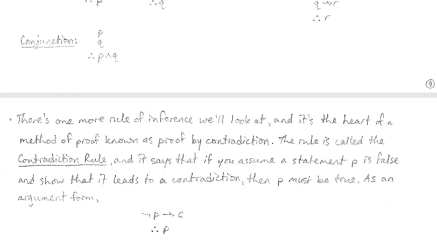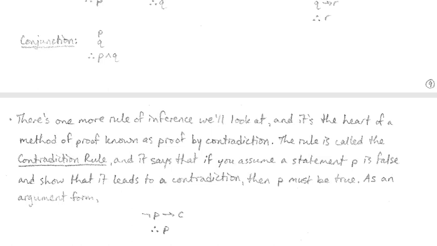There's another rule of inference that we'll introduce here. We'll see it later on in this course, but you're also going to see this much more when you go on to take techniques of proof and courses like abstract algebra and intro to real analysis, for those of you who are going to do that. This rule of inference is the heart of a method of proof that's known as proof by contradiction. This rule is called the Contradiction Rule, aptly named if you ask me.